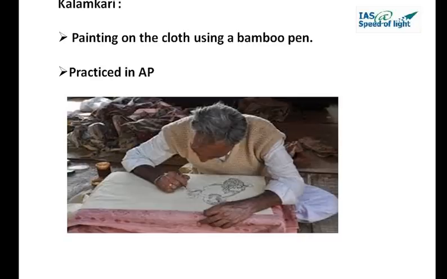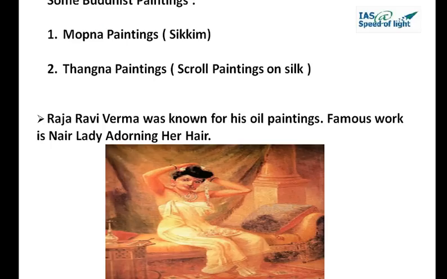Kalamkari. Kalam is a Hindi word for pen. Painting on the cloth using a bamboo pen. You can see this particular person, there's a piece of cloth and using a bamboo pen he's drawing there. So Kalamkari is a very important art of painting which is practiced in AP, Andhra Pradesh. Our picture is biryani. Link biryani with Kalamkari, or Kalam, which is pen. So you're eating biryani with a pen, something you can relate to.